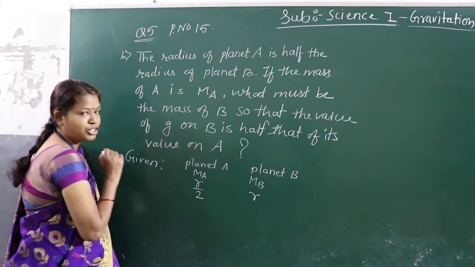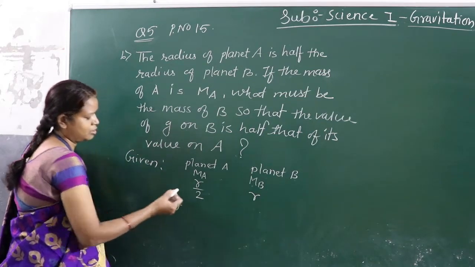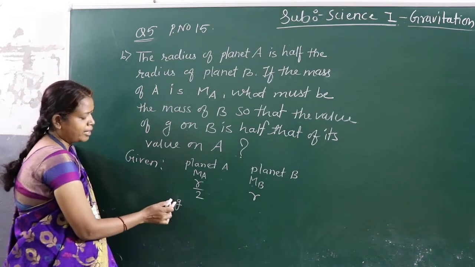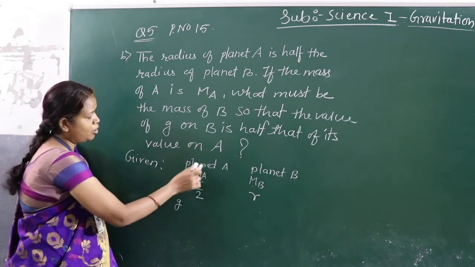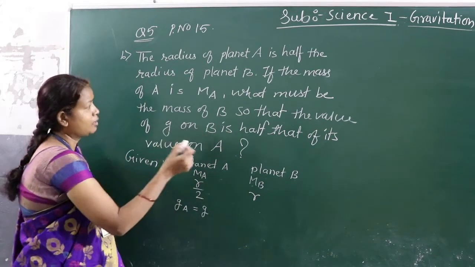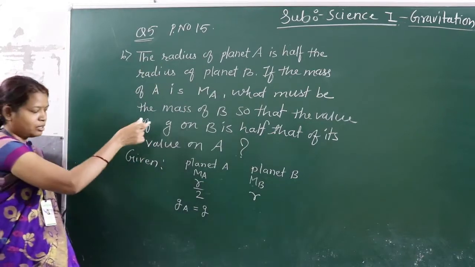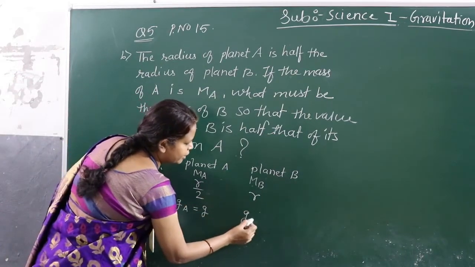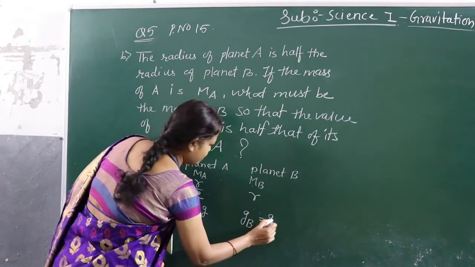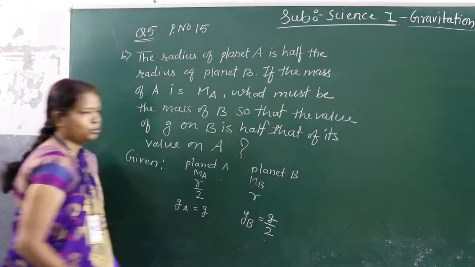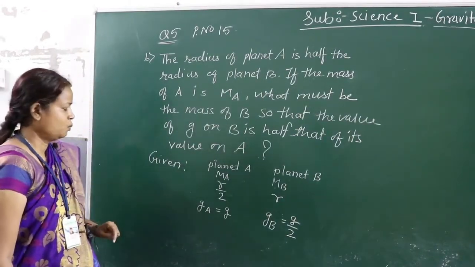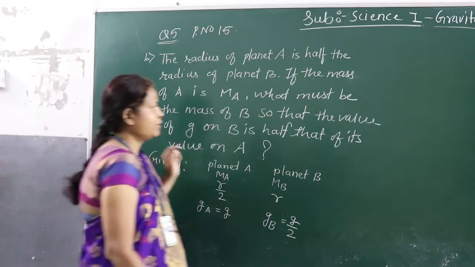What is acceleration due to gravity? It is g. In the first problem I already told you about this g. If the acceleration due to gravity of planet A is equal to g, then according to our given question, the acceleration due to gravity on planet B is equal to half, that is g upon 2. Okay, this is as per our given example. Now we are going towards our formula.